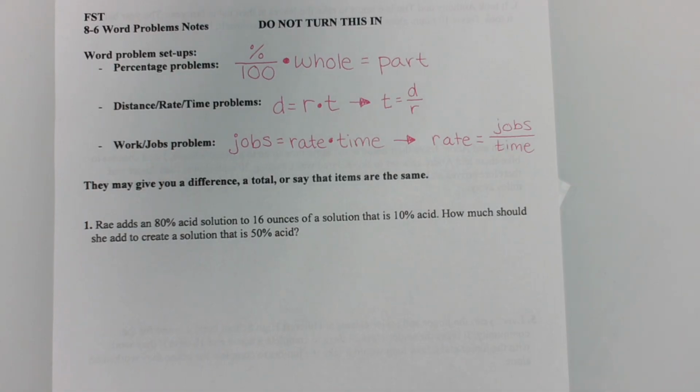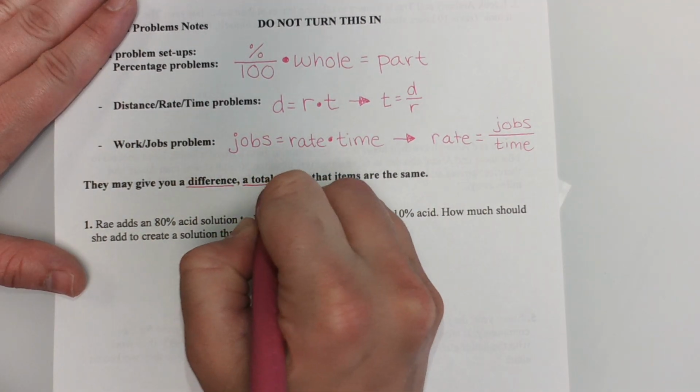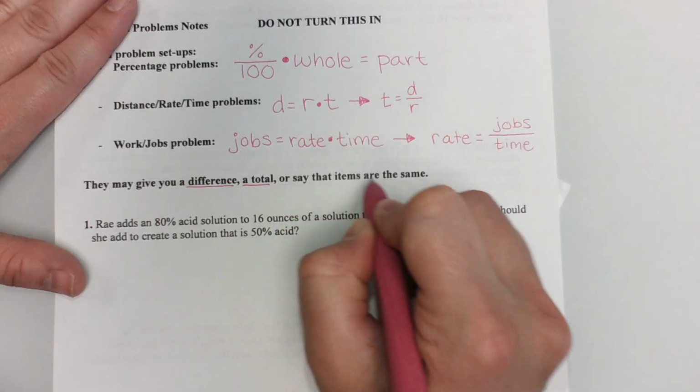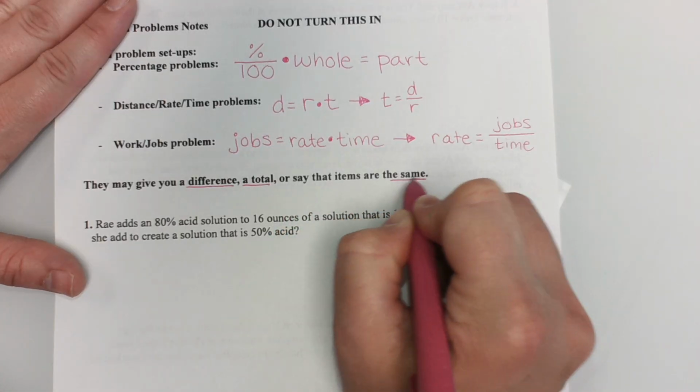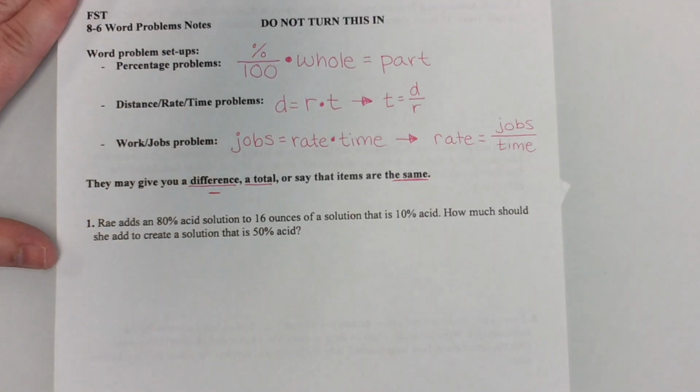Now these are just the general structure of the internal parts of the equation. And that's going to make a little bit more sense as we get into the problems. But as we get into the problems, you're going to see situations where they tell you a difference between things, where they tell you a total of things, or they tell you that the items are the same. In a math class, what do you do when there's a difference? How do you find a difference? What operation? When there's a difference involved, you're going to have to subtract some things.